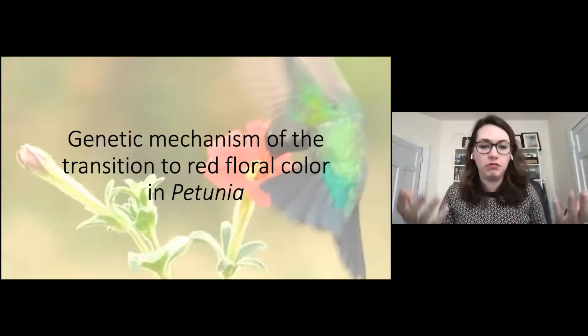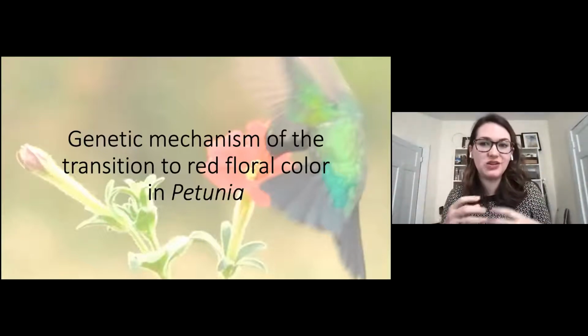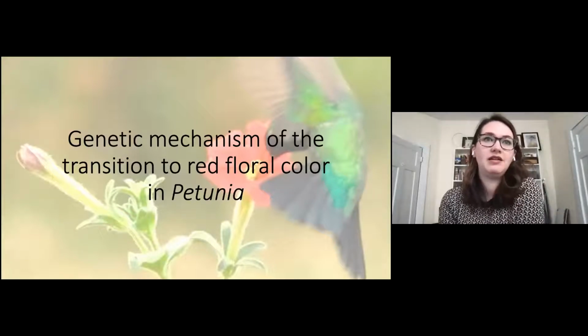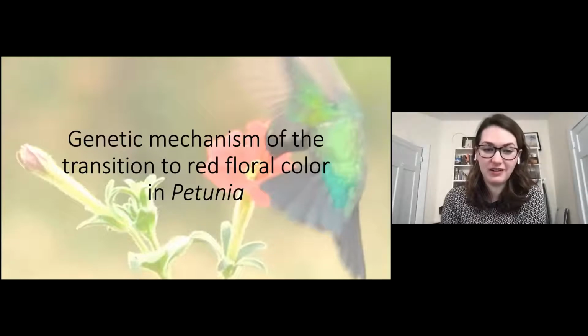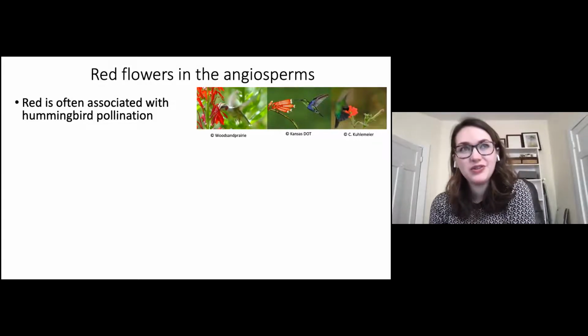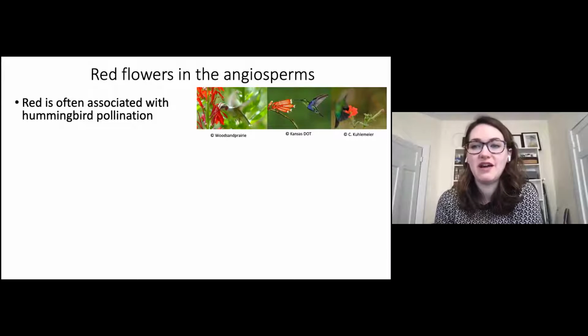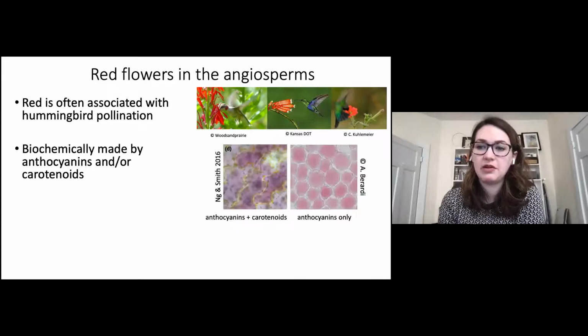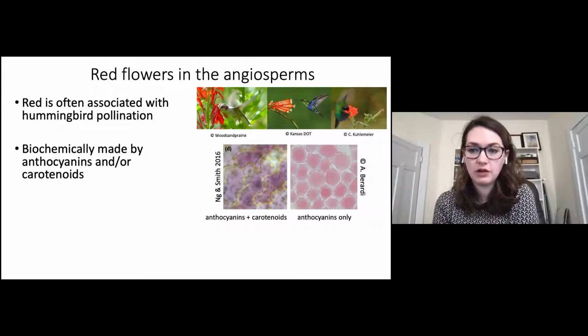So now we've described Petunia secreta, and it's, in a way, a simple mechanism. Now we focused on the mechanism of the transition to red color in Petunia. So red color is really interesting to a lot of people. The evolution of red flower color has often been associated with the transitions to hummingbird pollination. Not always, but often. And there are two major biochemical pathways with which to make red floral color. You can make them with carotenoids, anthocyanins, or with both.